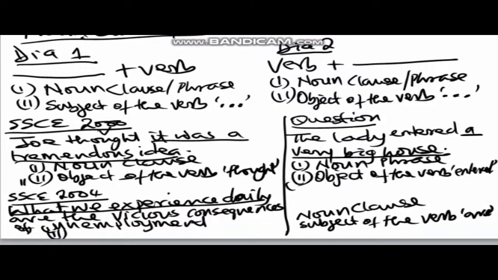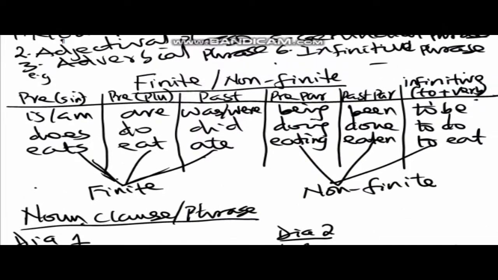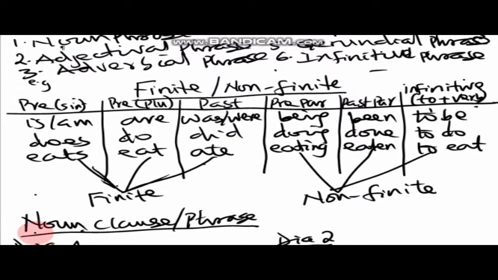Then we also talk about whatever we experience daily. What we experience daily are the vicious consequences of unemployment. If we look at the underlined words, they are coming before the verb are. So it still agrees with your diagram number 1. So this is also what? A noun, subject of the verb are.